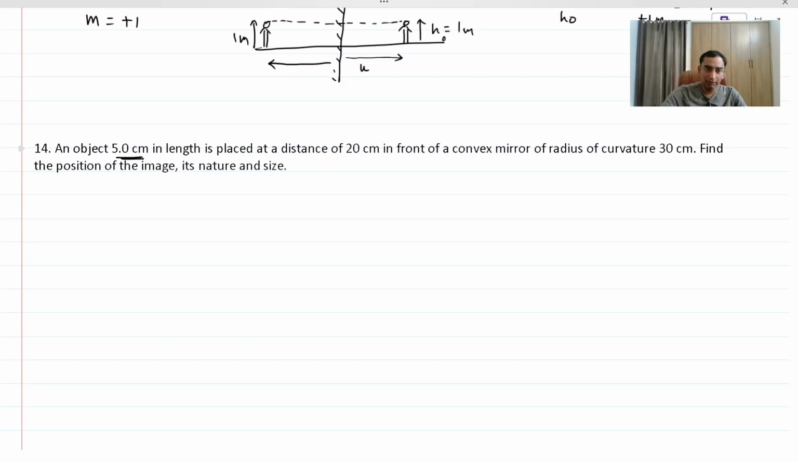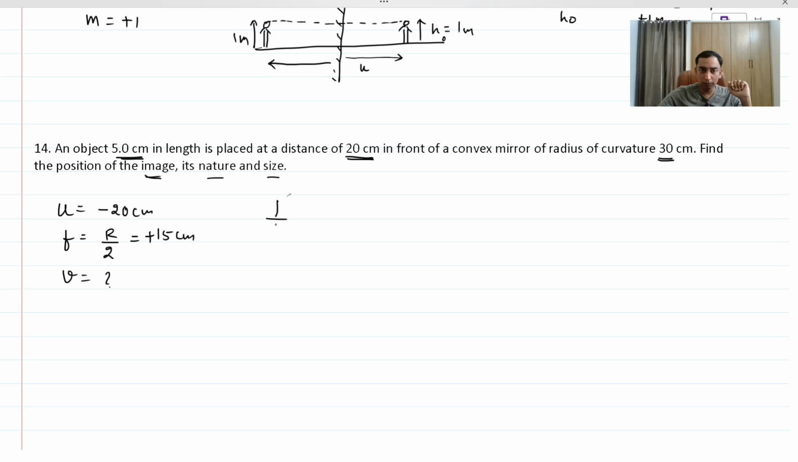An object 5 centimeters in length is placed at a distance of 20 centimeters from a convex mirror. So u is equal to minus 20 centimeters and the radius of curvature is 30 centimeters. Yeah, so the focal length is radius of curvature divided by 2, so that is 15 centimeters. Since the mirror is convex, the focal length is positive. Now find the nature, size and position of the image, which means I will find v first.